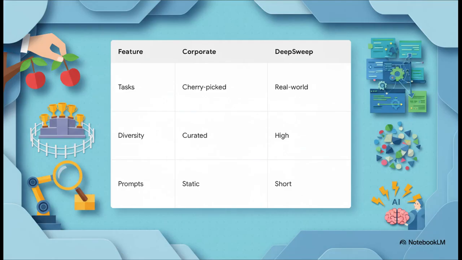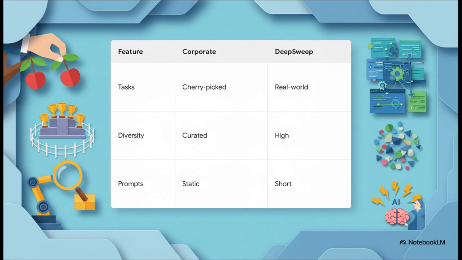So there is a massive divide right now in how AI is evaluated. On one side, standard corporate benchmarks are often cherry-picked, highly curated, and run in very static environments. Companies basically just select the 6 tests they win and publish those to their blogs. But on the flip side, we have the Deep Sweep benchmark.